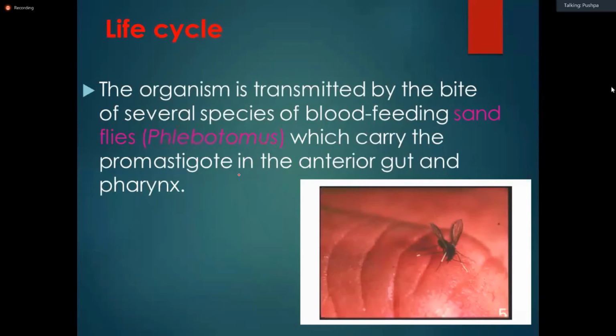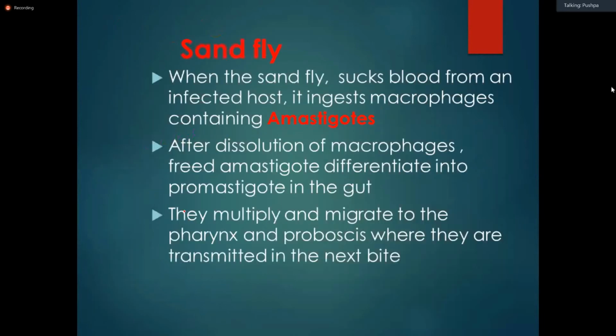The life cycle is like this: the organism is transmitted by the bite of several species of blood-feeding sandflies or phlebotomus, which carry the promastigote in the anterior gut. This is similar to the malarial parasite. Like in the malarial parasite, the parasite develops in the gut of the mosquito. Here this happens in the gut of the sandfly. When the sandfly sucks blood from infected hosts, it ingests macrophages containing amastigotes.